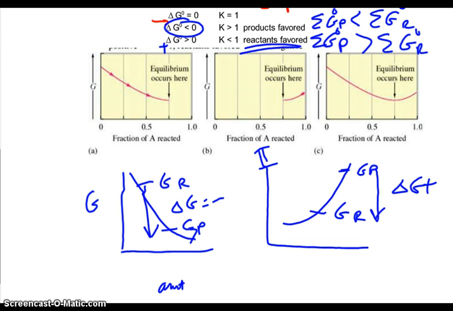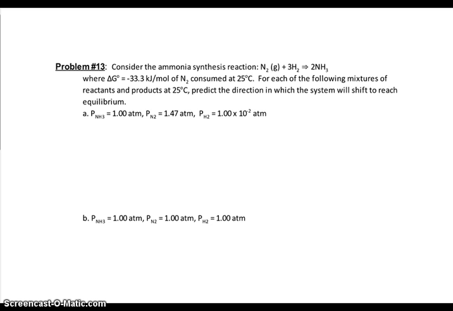All right, well, let's go on, and let's see how this works as far as a problem goes. So we're going to consider the ammonia synthesis, and you can read that. You are given the delta G naught. You don't have to calculate it. And we have a temperature there. And it says, all right, how will the direction of the system shift given this information?